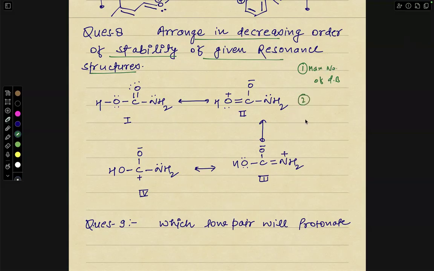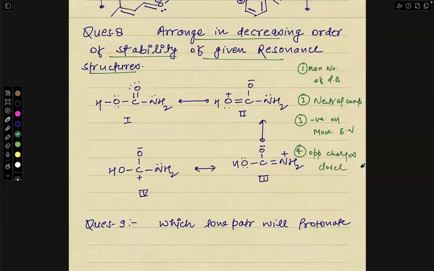Second rule, tell me, second rule. Yes, neutral would be more stable than charged. So a neutral compound would be more stable than a charged one. Third rule, tell me the third rule. Negative charge on the more electronegative element would be more stable. And what was the fourth rule? Opposite charges closer would be more stable.